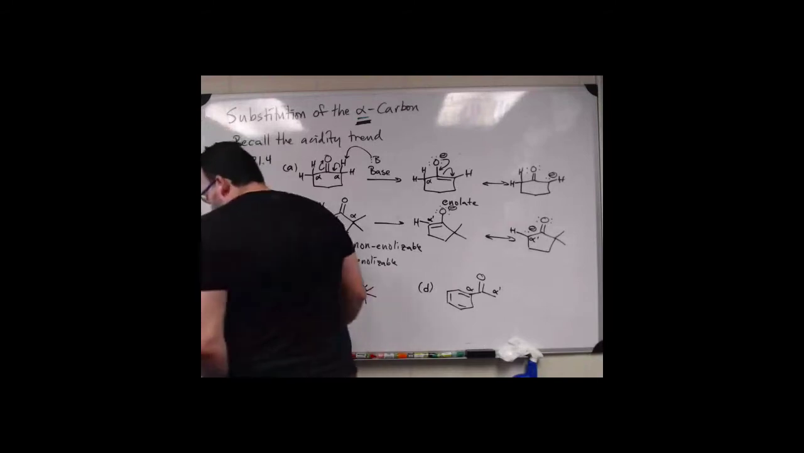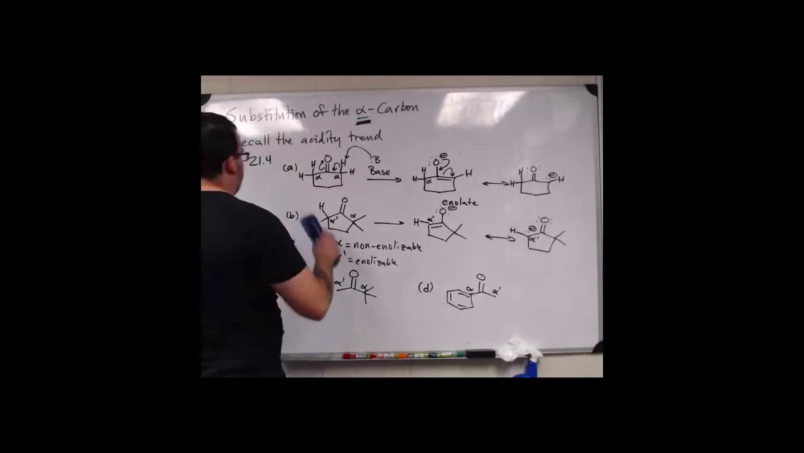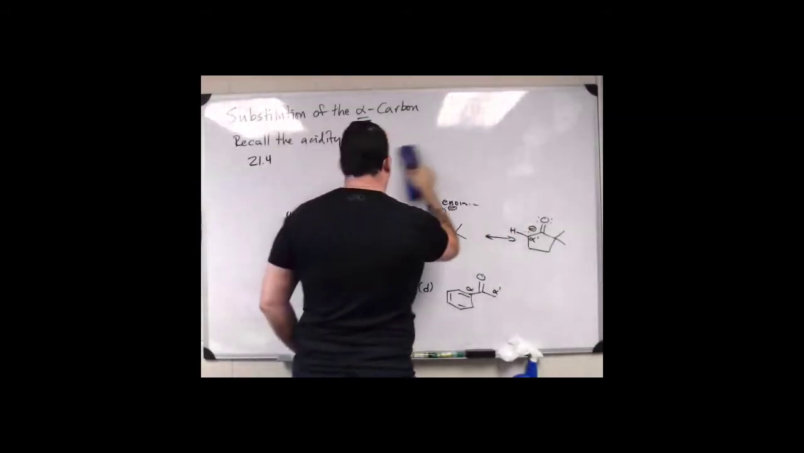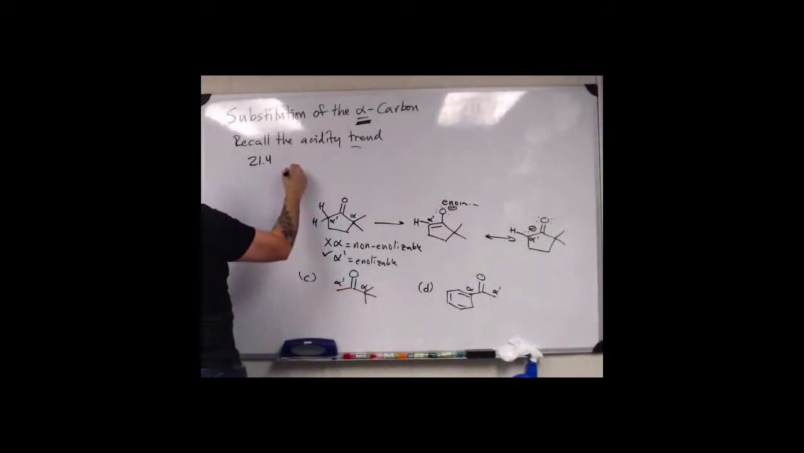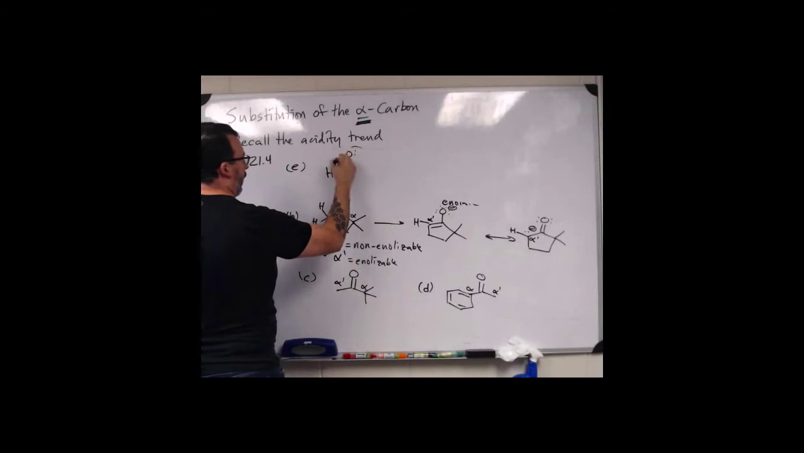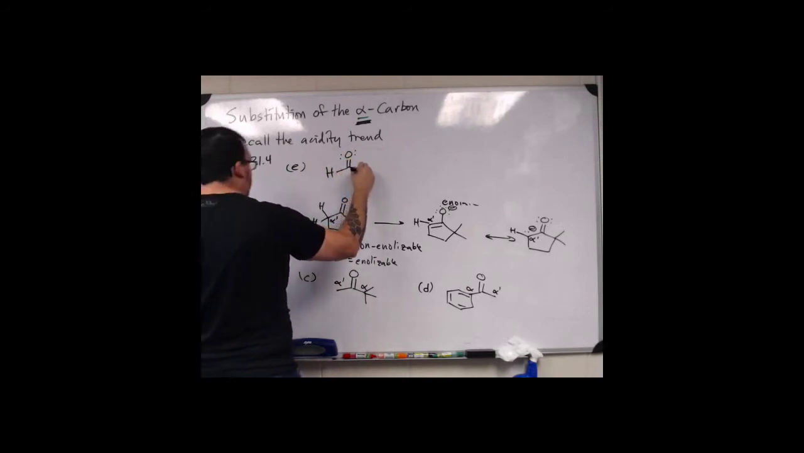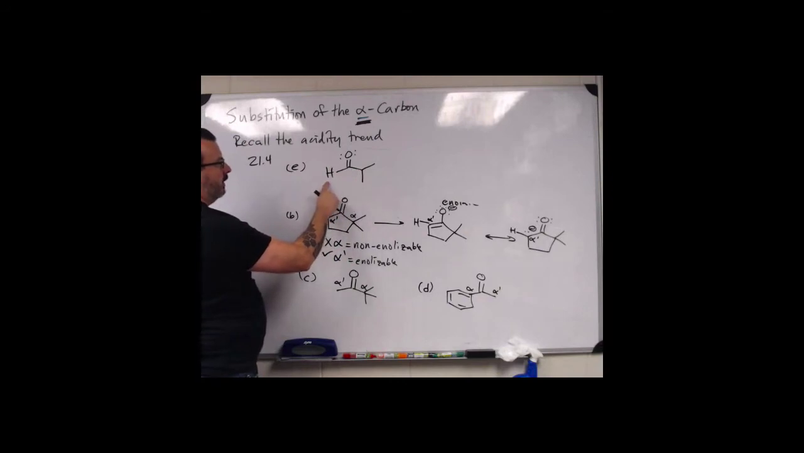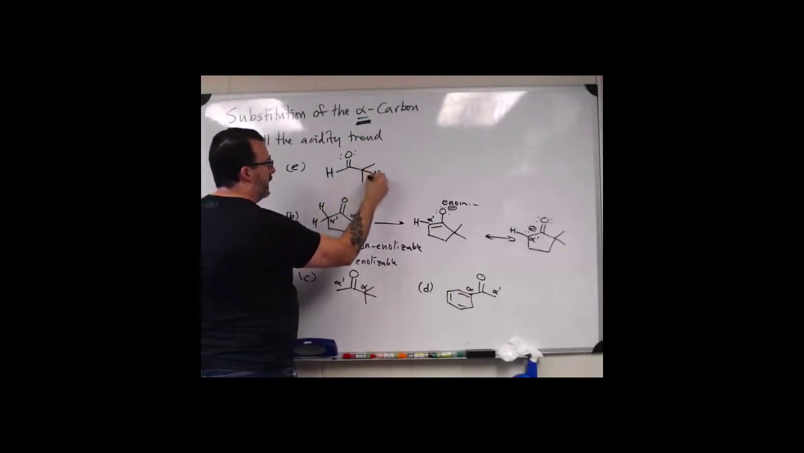So we'll just quickly look at E because it's an aldehyde, just so you can see the difference. So we have this compound here. I would say this is 2-methylpropanal. Again, the carbonyl is bonded to an H. This is not an acidic proton. This carbon is bearing one hydrogen, so there's only really one alpha carbon.